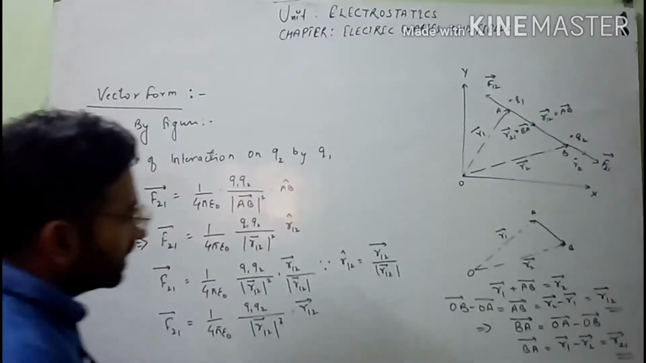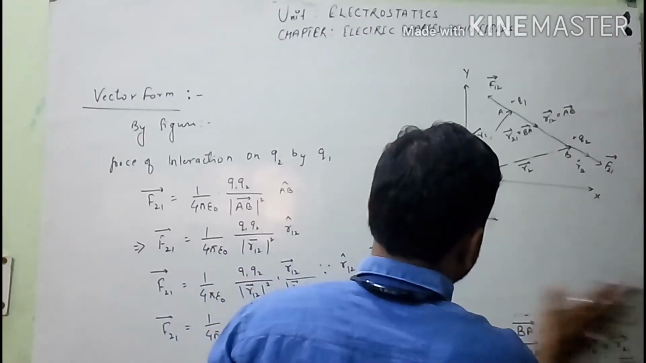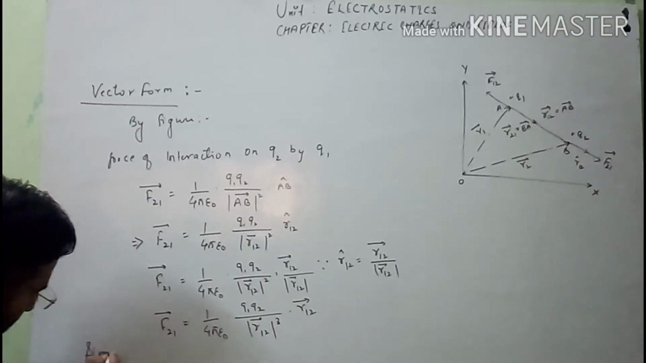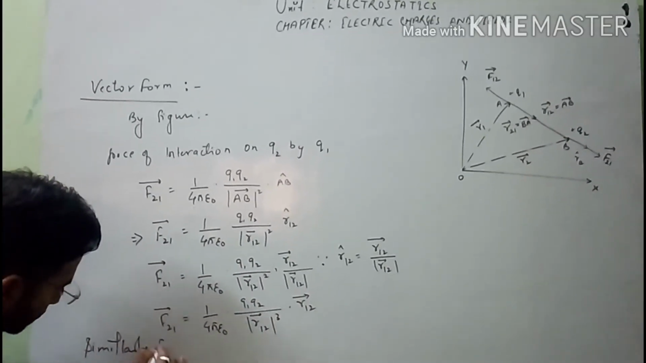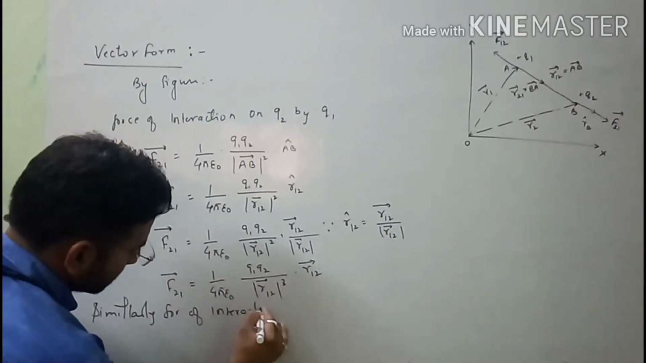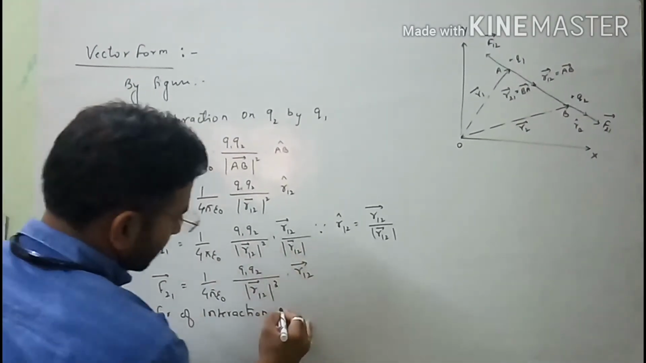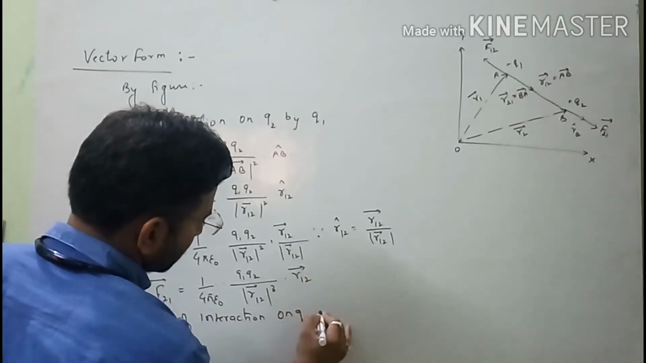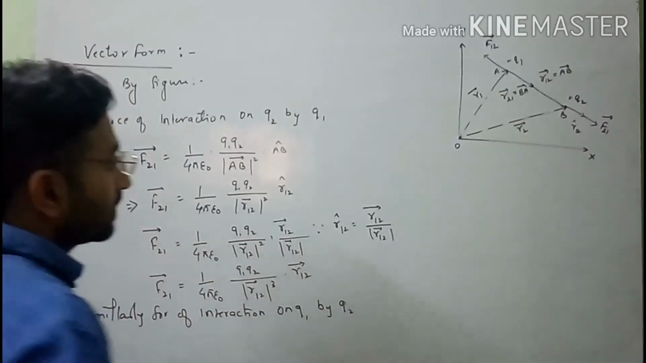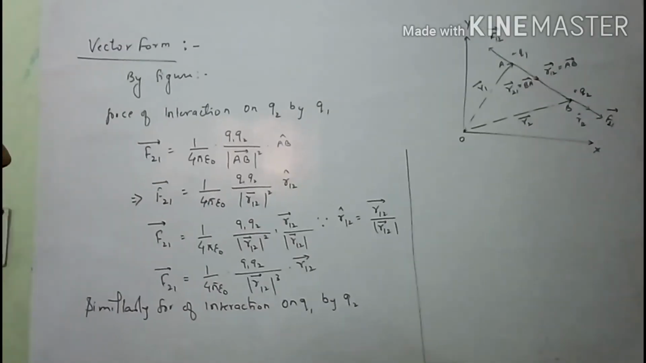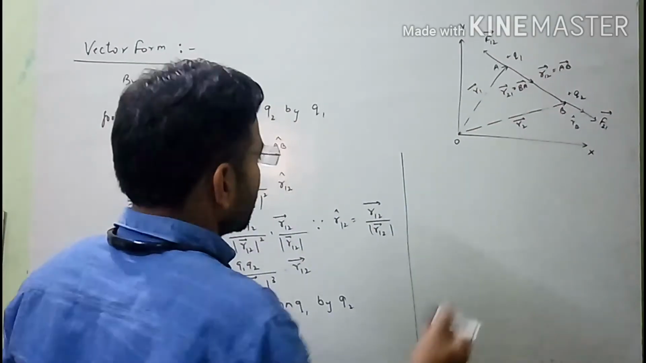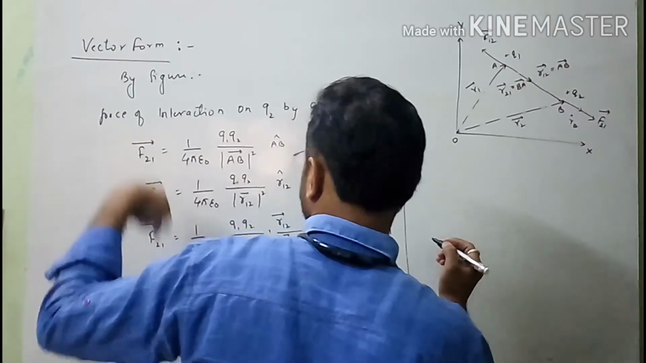Now in the same way, I will write here similarly the force of interaction, which is called the repulsion force of interaction, on Q1 by Q2. Clear, student? It means here we write a formula for the force of repulsion on charge Q1 due to this charge Q2, which will be written in this way.